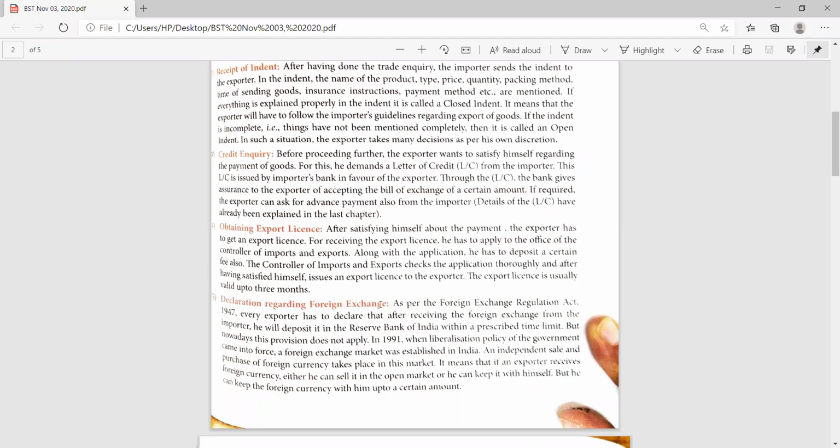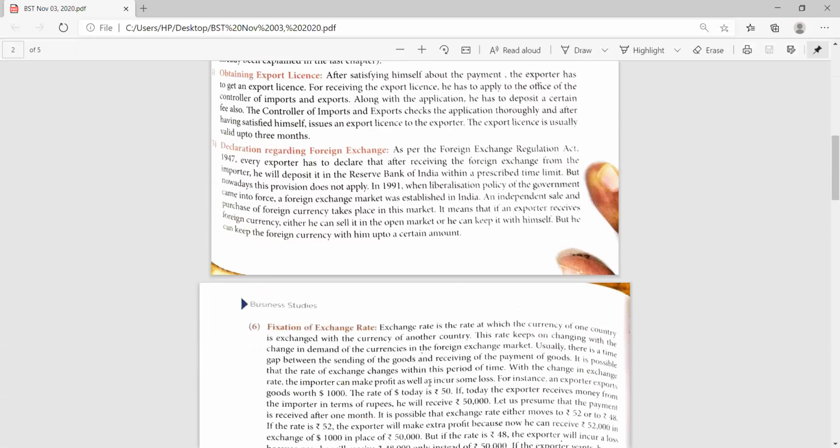Declaration regarding the foreign exchange. As per the Foreign Exchange Regulation Act 1947, every exporter has to declare that after receiving the foreign exchange from the importer, he will deposit it in the Reserve Bank of India within a prescribed time limit. But nowadays, the provision does not apply. In 1991, when the liberalization policy of the government came into force, the foreign exchange market was established. Now this currency has to be deposited in the foreign exchange market. All these transactions will take place in the foreign exchange market now.